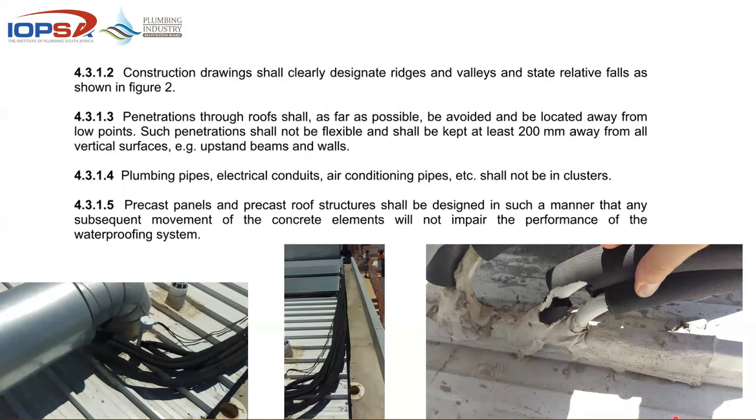Penetrations through the roof shall, as far as possible, be avoided and be located away from all low points. Such penetrations shall not be flexible and shall be kept 200 millimeters away from all vertical elements, in other words, all beams. We don't chop pipes on beams or into beams. Plumbing pipes, electrical conduits, air conditioning pipes, etc. shall not be in clusters.